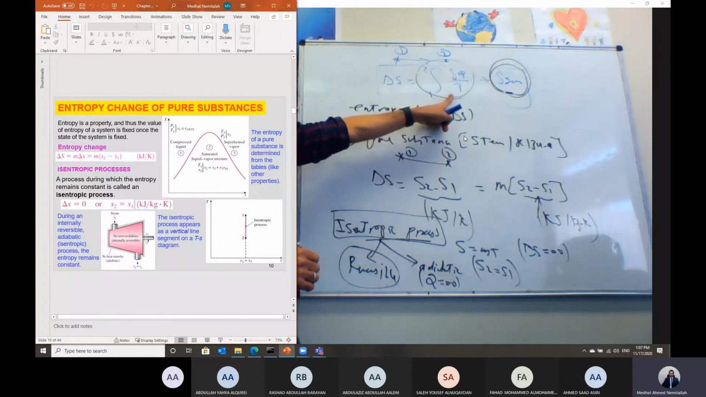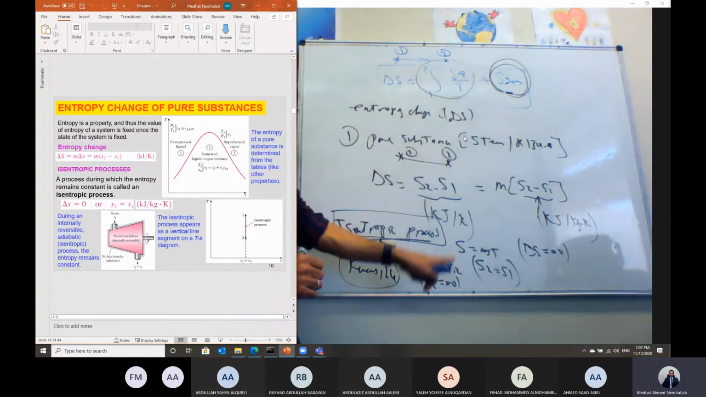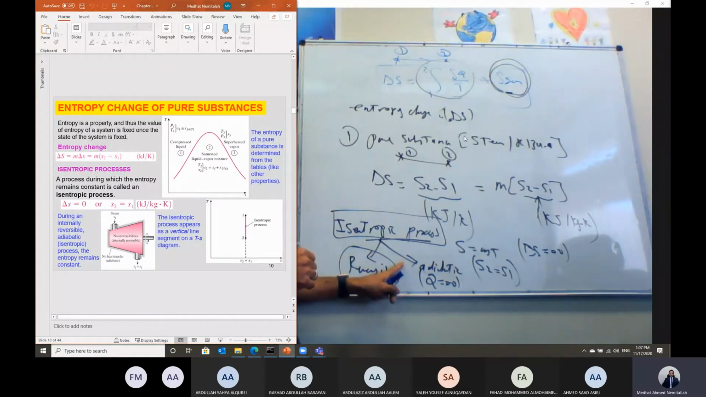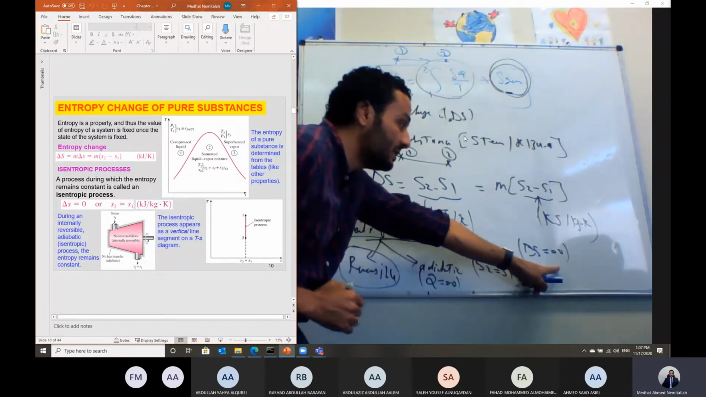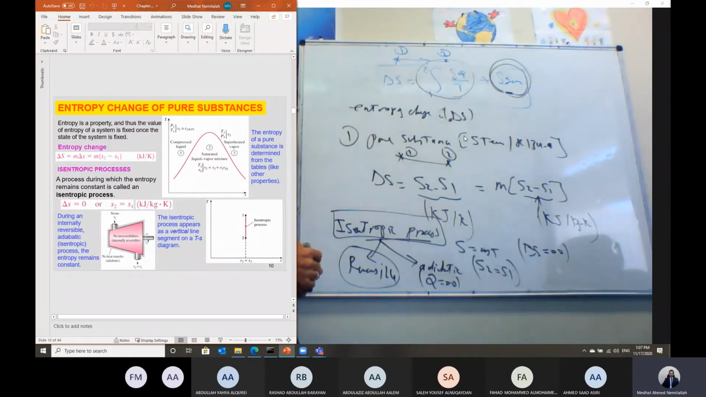And for this term to be 0, the system should be what? It should be adiabatic in this case. So the isentropic process is a reversible adiabatic process in which the entropy remains constant, or we can say the change of entropy is equal to 0 in this case.